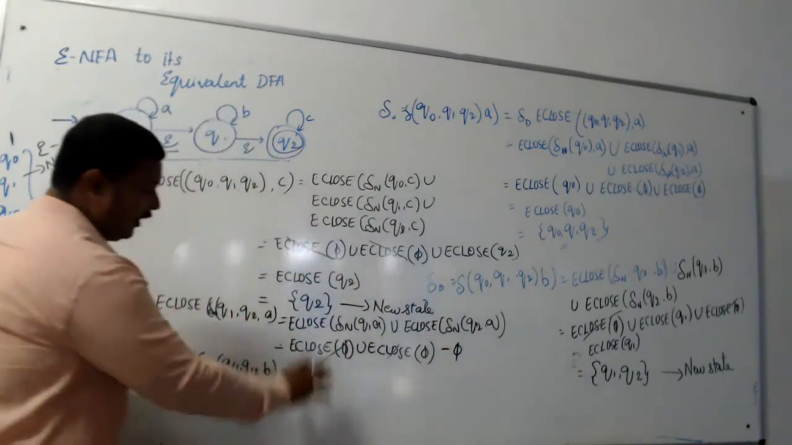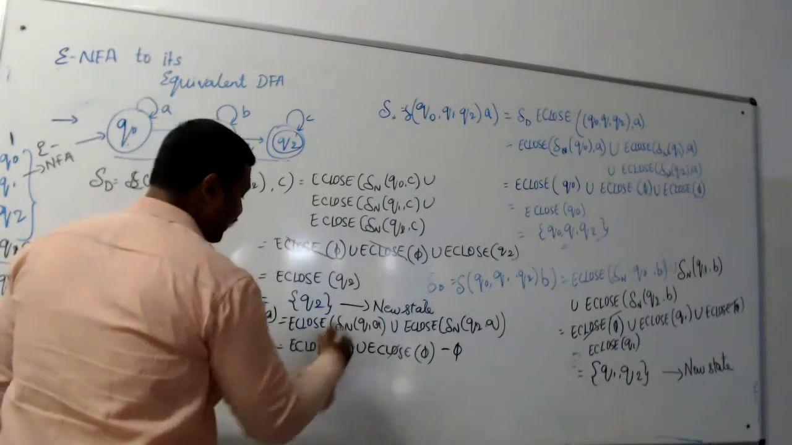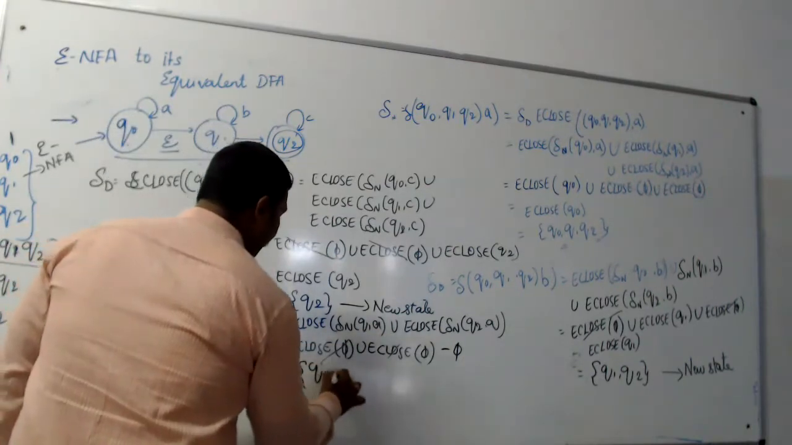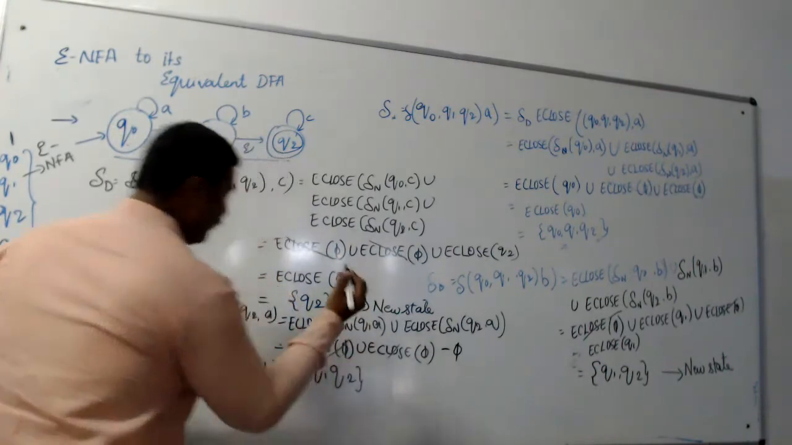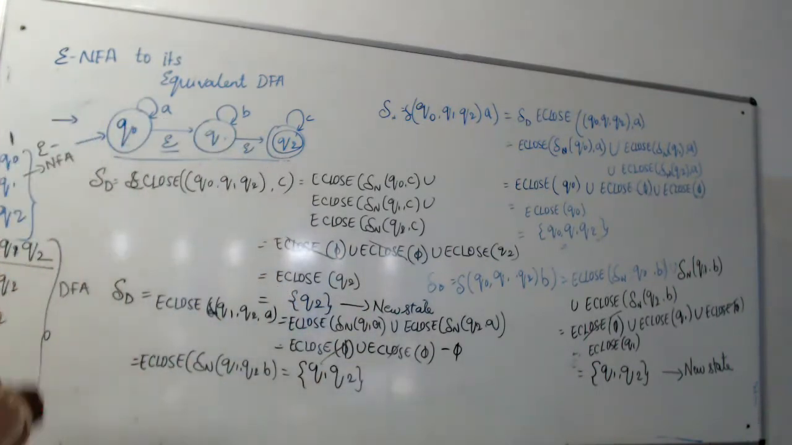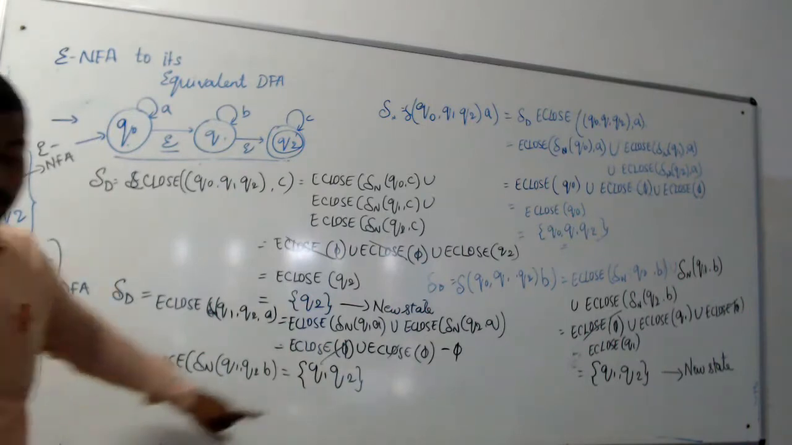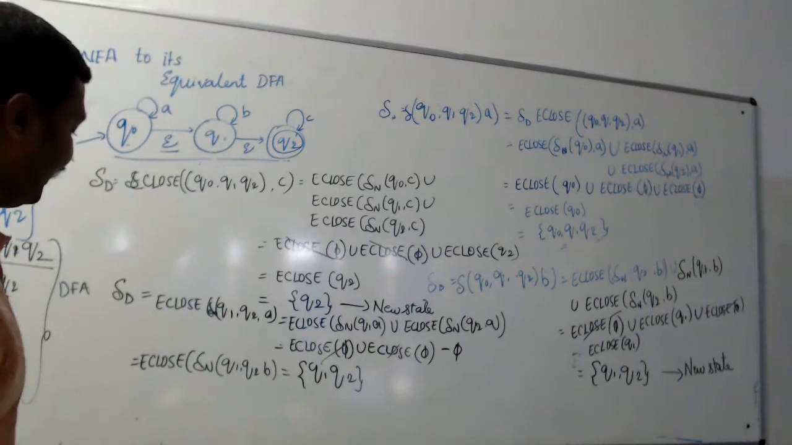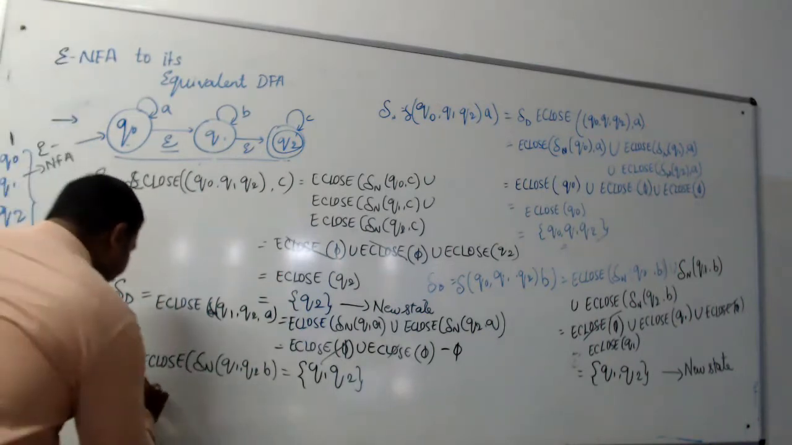Directly, I'll not write all these things again, so you can elaborate it. The direct solution you will be having is Q1 Q2. So this state is already existing. You need not make it as a new state. Keep it aside. Q1 Q2. Okay.